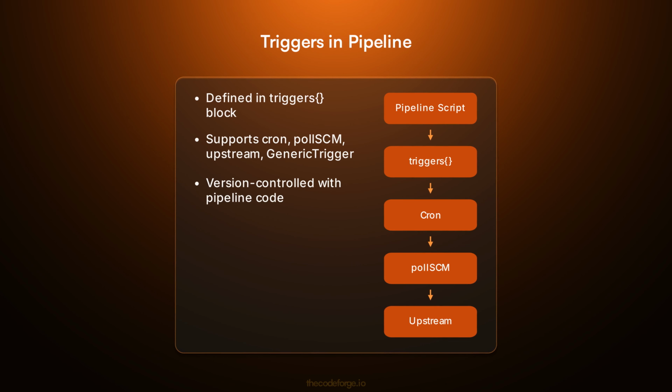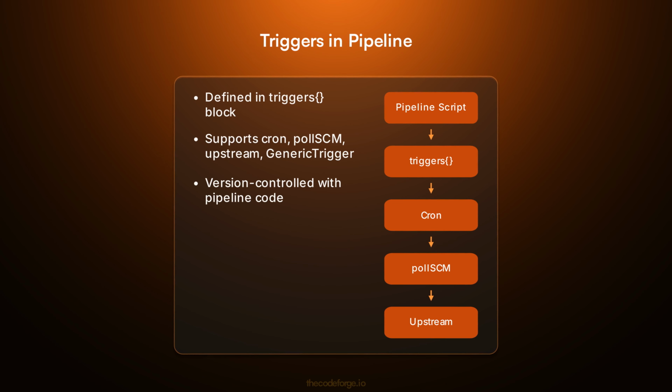In declarative pipeline, triggers are defined inside the triggers block at the top level. You can combine multiple triggers. However, webhooks are still configured via the UI. Always commit trigger config with the pipeline for version control.